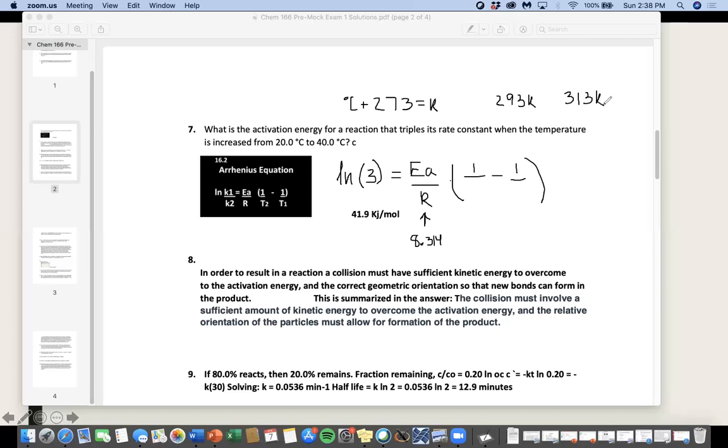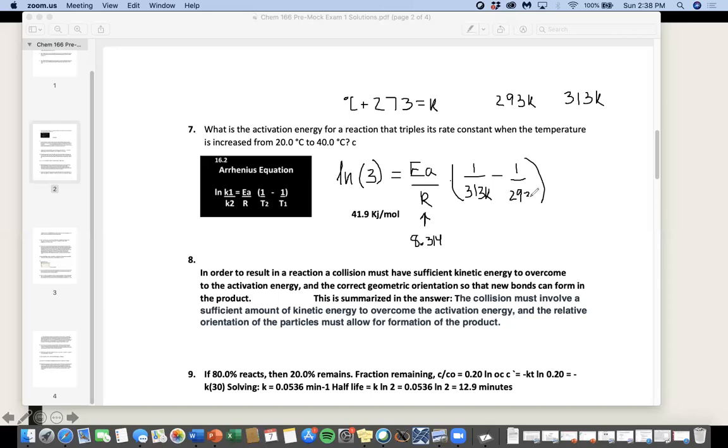The only thing you have to keep in mind here is that when you did your K values, you did K1 over K2 equals 3. And so you have to make sure that your temperature is going to be increasing. So your K1 value has to be 40 and your K2 value has to be 20 to make sure that makes sense when your rate constant is tripling. So that's going to be K1 over K2 is 3, which means the larger value has to be K1, which means the larger temperature has to align with that. So it's going to be your 313 here. And then your other temperature is 293 Kelvin.